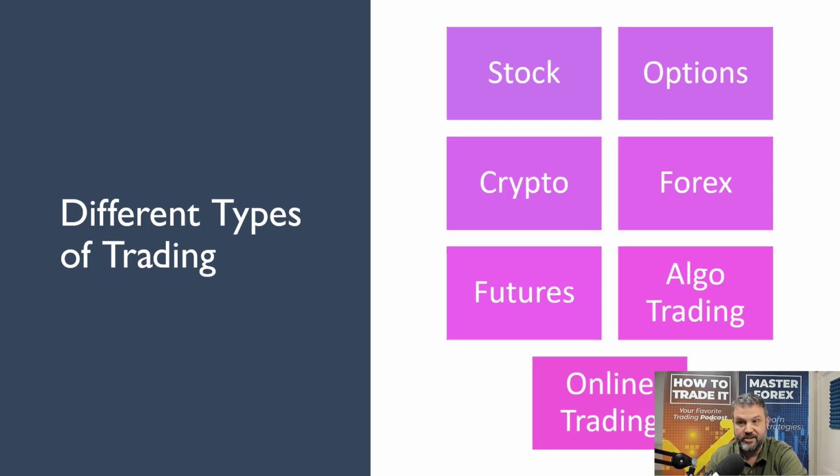There's Forex, which is currency trading, trading the dollar versus the yen. Then there's algo trading, which is robots, algorithms, expert advisors, all computer programs that are doing trading. And then it's all brought together by online trading. Everything is done trading online now. Very little market trading happens in person. It's mostly all done online, and it can be done by everyday people like you and me.